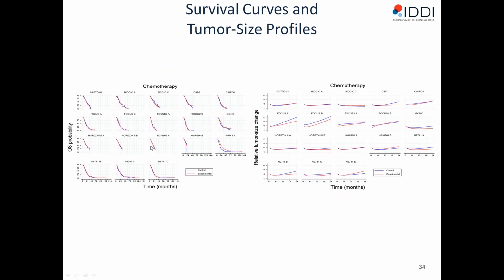So here's the set of comparisons for chemotherapy. These are survival curves. In some situations you see a clear difference in survival curves, in some situations you don't. And here on the right-hand side you see the estimated average profiles. Again, in most of the cases there's very little difference between these profiles. In some cases you see a difference. Sometimes you see a clear nadir, sometimes you don't, okay? In most of the cases the nadir or time to nadir can be estimated.